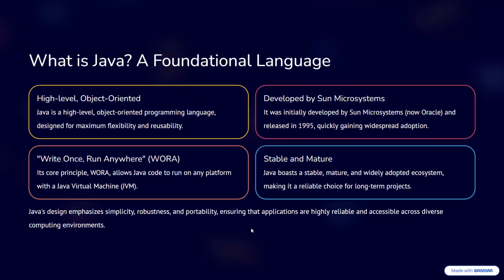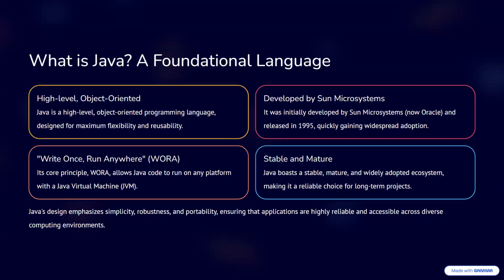So what is Java? Java is a high-level object-oriented programming language designed for maximum flexibility and reusability. Java follows the concept of write once, run anywhere. That means if I develop my program using a Windows machine, I can run the same code on a Mac machine or anywhere, because this principle allows Java code to run on any platform with a Java virtual machine. Clear?